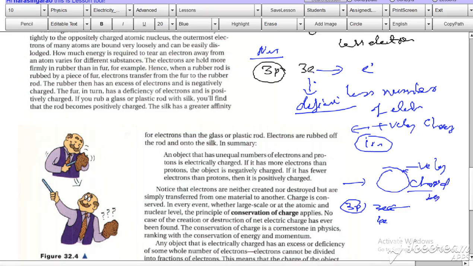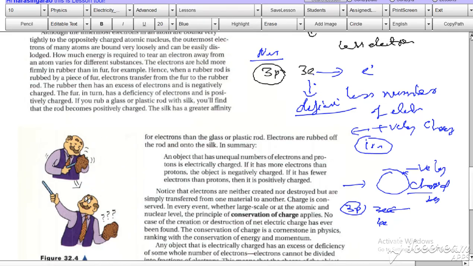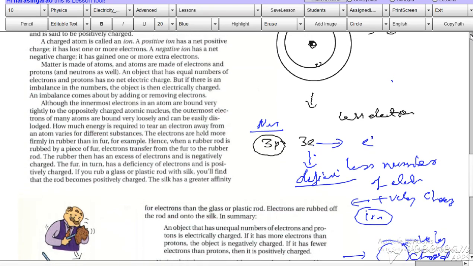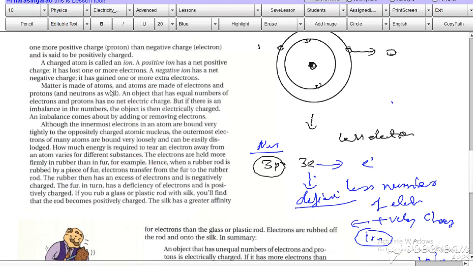Now you see how electrons are transferred when you are rubbing. It is friction. So let us take here: matter is made up of atoms. Atoms are made up of electrons, protons and neutrons as well. An object with an equal number of electrons and protons has no net electric charge. As long as they have an equal number of protons and electrons, the atom remains neutral.